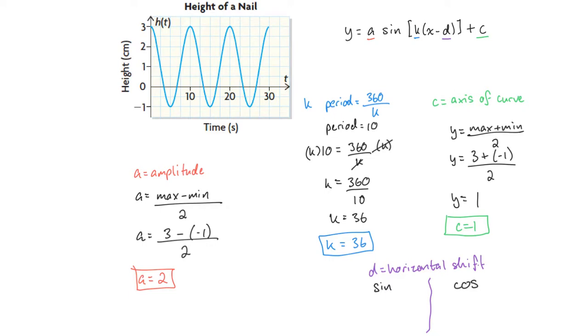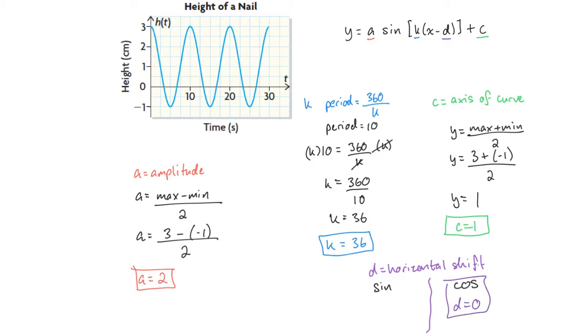And just by looking at the graph, our graph starts at our maximum. So at 0, it's our maximum point, and our cosine function starts at the maximum. So again, since our graph starts at a maximum, that means there hasn't been any horizontal shift for the cosine function. So for cosine, d is equal to 0.